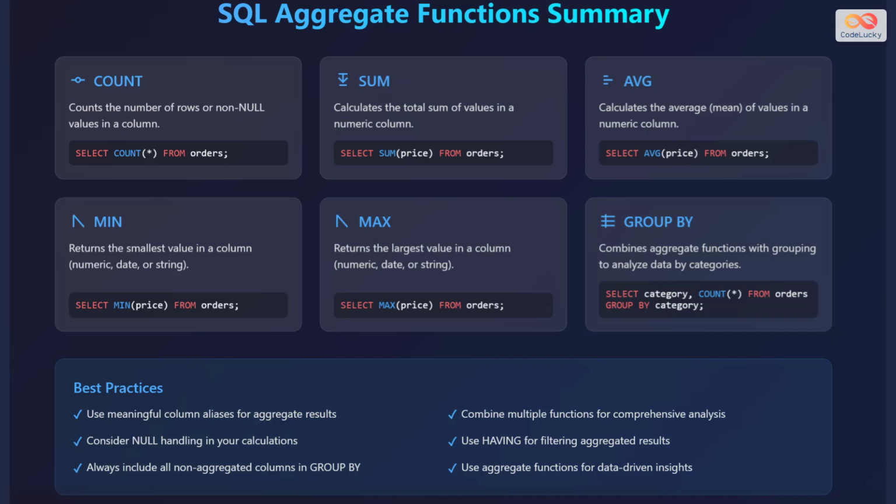Some of the best practices include: use meaningful column aliases for aggregate results. Combine multiple functions for comprehensive analysis. Consider null handling in your calculations. Use having for filtering aggregated results. Always include all non-aggregated columns in group by. Use aggregate functions for data-driven insights.